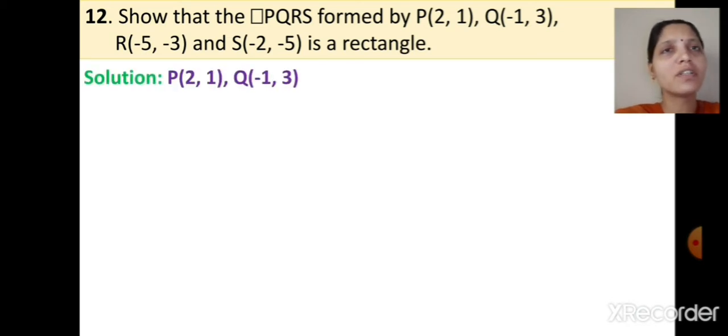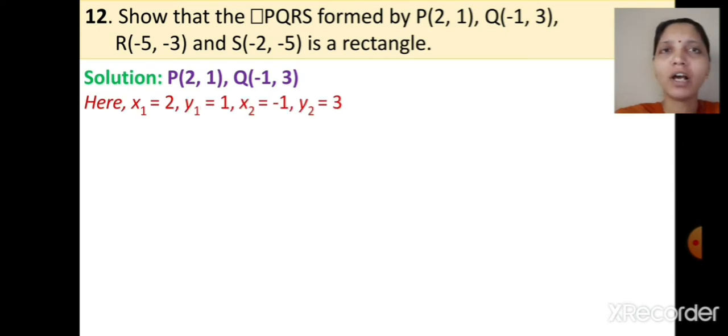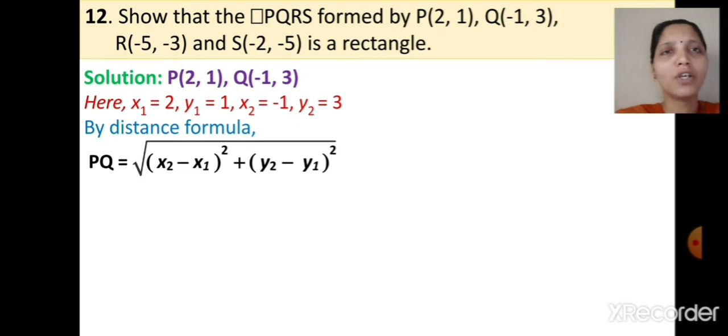So let's first consider point P and point Q. Then you will find the distance PQ with the help of the distance formula. So here what is x1? x1 is 2, y1 is 1, x2 is -1 and y2 is 3. So let's use the distance formula here. PQ is equal to square root of (x2 minus x1) whole square plus (y2 minus y1) whole square. This is your formula.